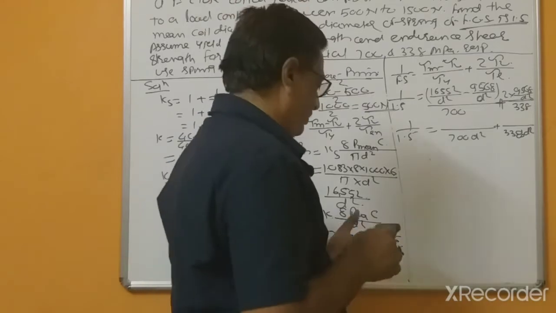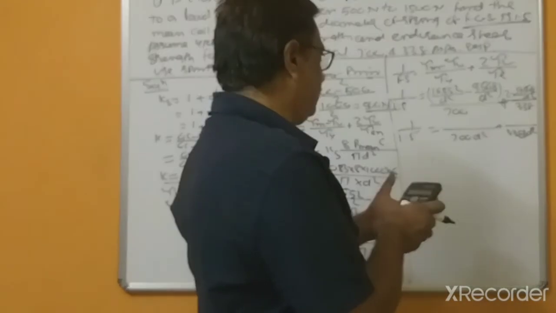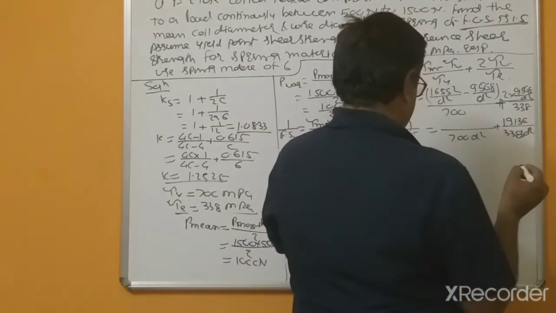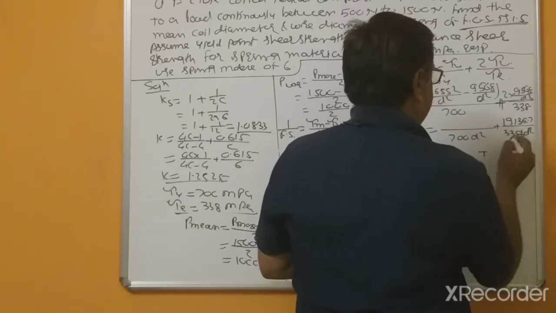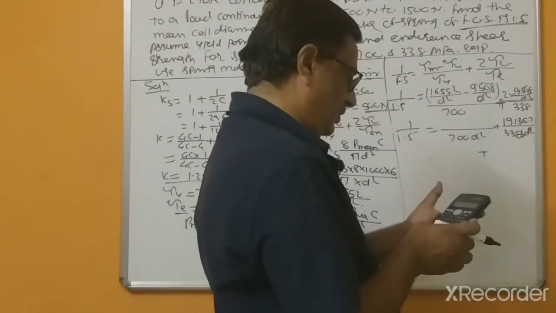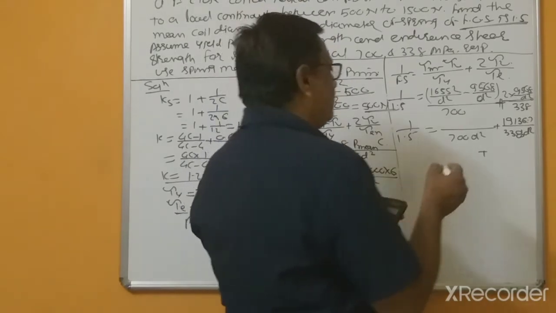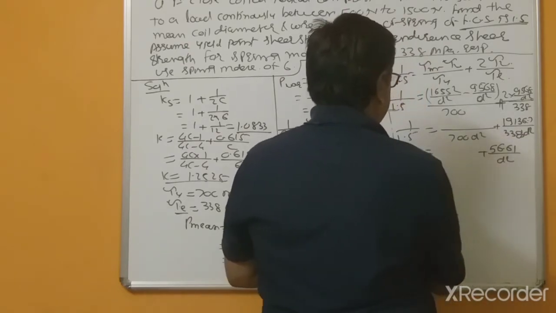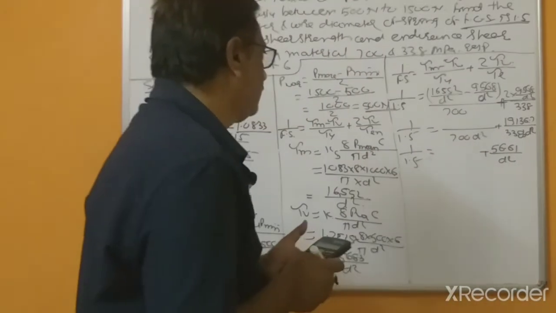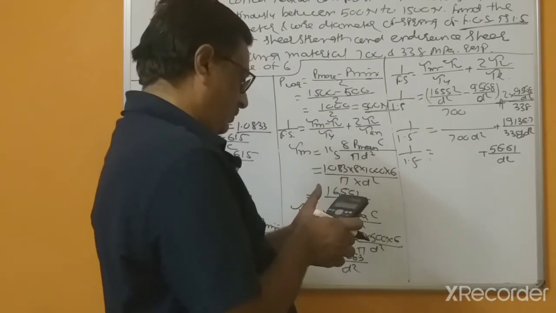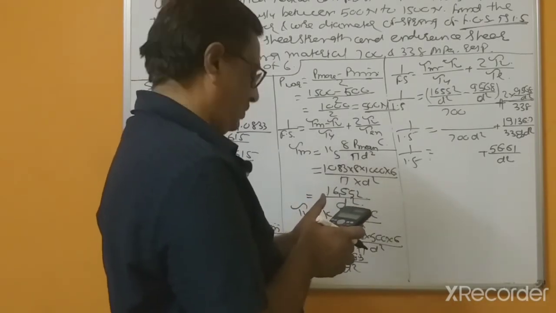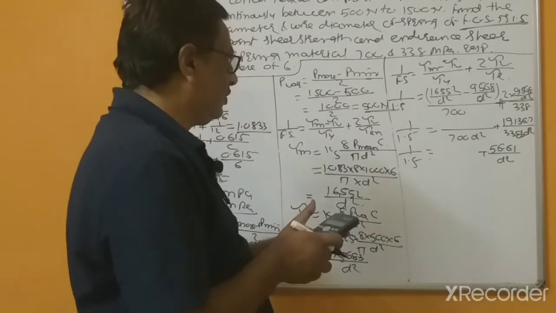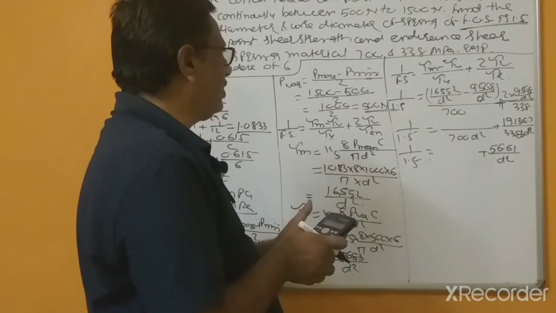And we'll see, multiplied by 2. So this is 19,136.79 plus, divided by 338. So this is 56.61 divided by d squares. Now this is 16552 minus 9568, divided by 700, 6984, and divided by 700.